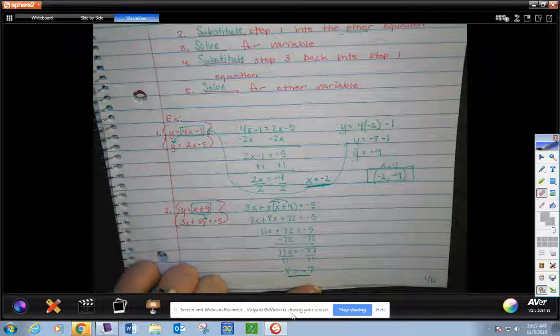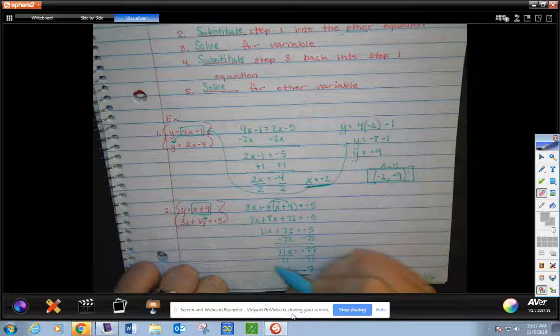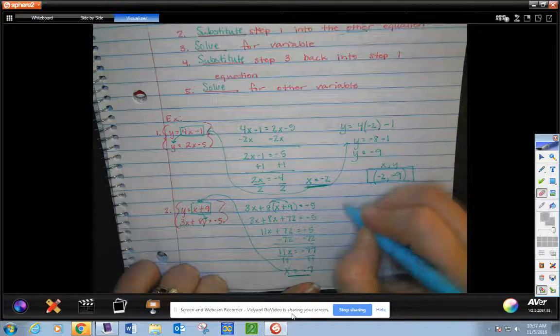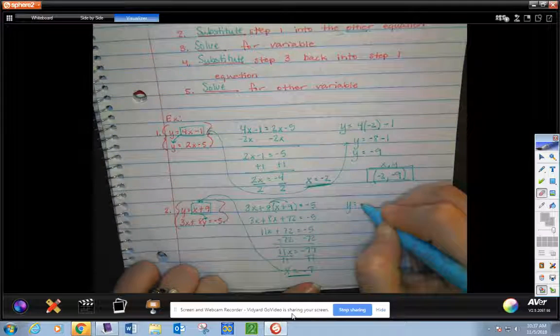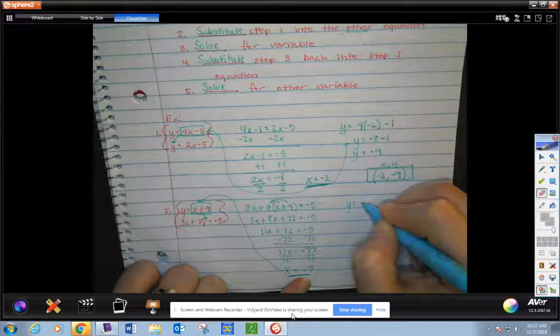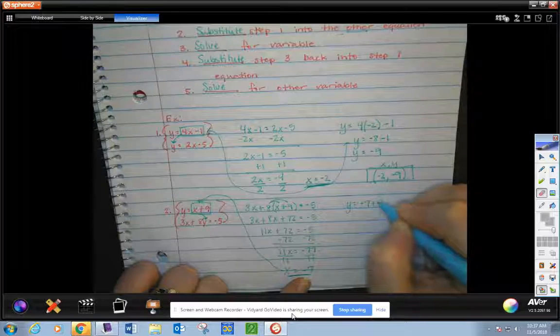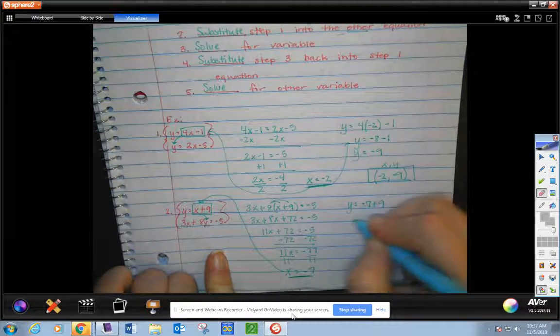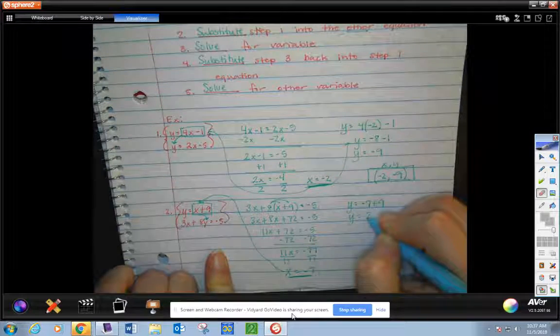Okay, this is extremely important. You're going to take this and plug it back into the boxed equation. So over on this side, I'm going to do y equals, instead of x, I'm going to put negative 7 plus 9 because I'm just replacing this x with what I got. And now I just add those and I'm going to get 2.